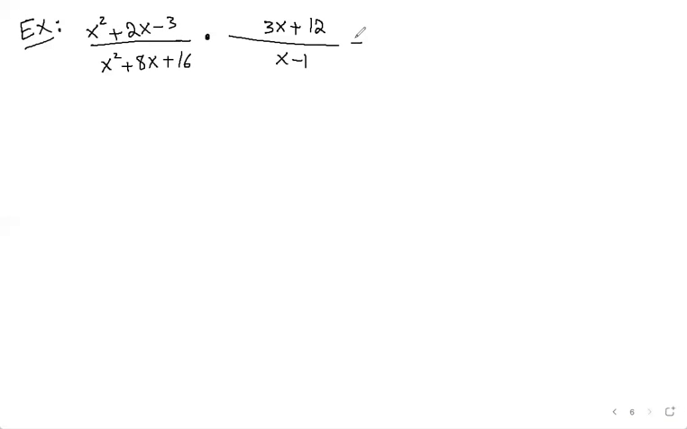The question is x squared plus 2x minus 3 over x squared plus 8x plus 16, times another fraction, 3x plus 12 over x minus 1.